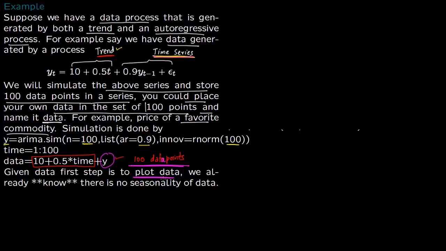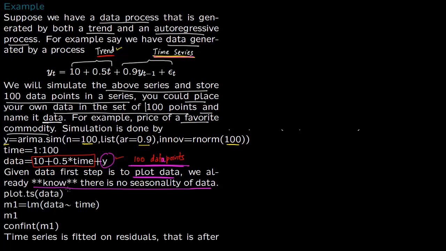So now we will plot this data, and we already know that there is no seasonality in the data. Before you put in your data, you should be clear in your mind that there is no seasonality, because we are not using seasonality in this process. This could be, for example, demand for copper. You can say there is no seasonality for demand of copper or demand of aluminum or demand of iron, something like that. So the first step is you need to plot your data and see what it looks like.